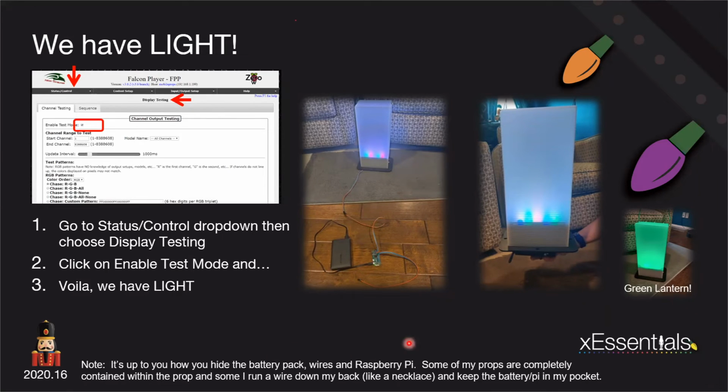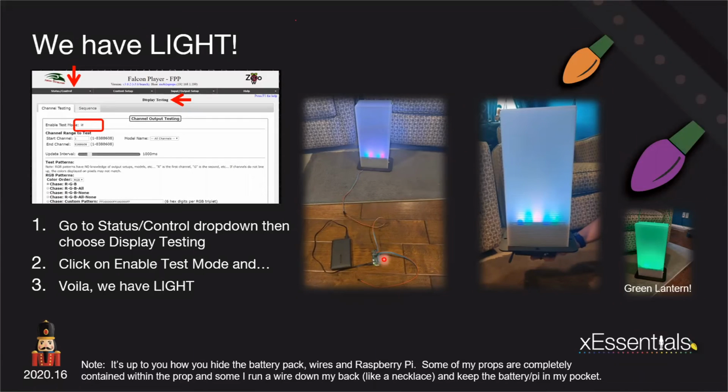Note, it's up to you how you hide the battery pack, the wires, and the Raspberry Pi. Some of my props are completely contained within the prop, and some I run a wire down my back, like the Mickey Mouse necklace or the Snowman necklace, and keep the battery and Pi in my pocket. Again, the only limitation is your imagination on what you do with the wires.